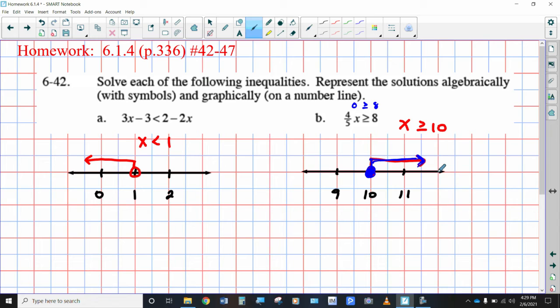Now, if you want to test like the number 15 or 20 just to make sure it works, you can do that. Let's say 4/5 times 20 over 1 is supposed to be greater than or equal to 8. Well, 4 times 20 is 80, and 80 divided by 5 is equal to 16, and 16 is greater than 8. So yes, this side has all the solutions.